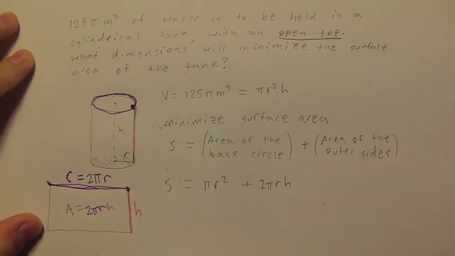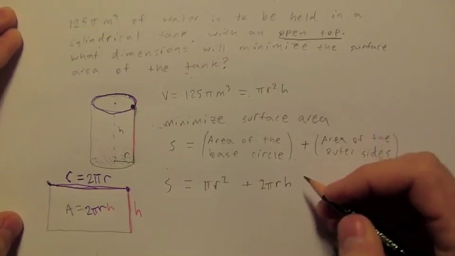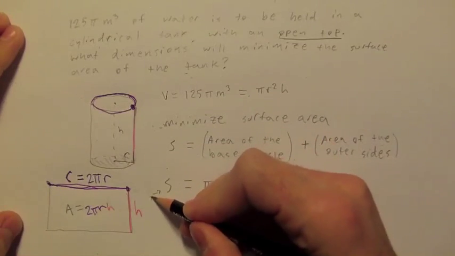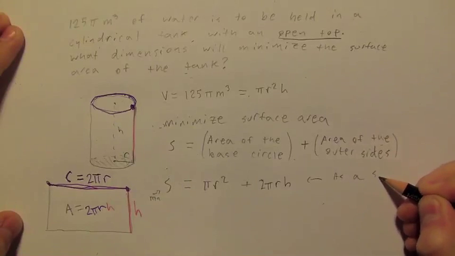Okay? All right, now I want to get this thing in terms of a single variable, right? Because this is what we're trying to minimize. So we want this as a single variable.